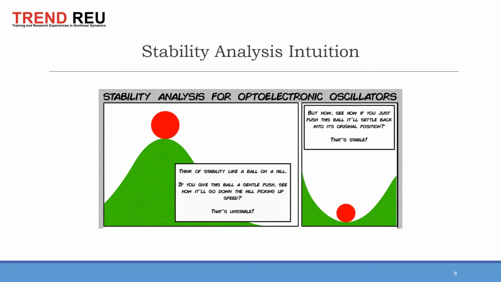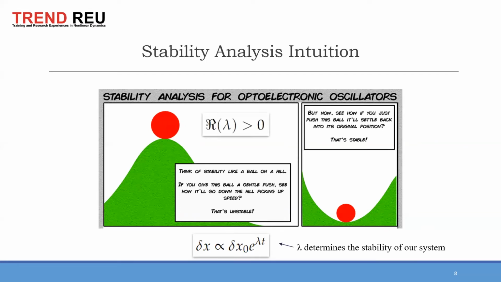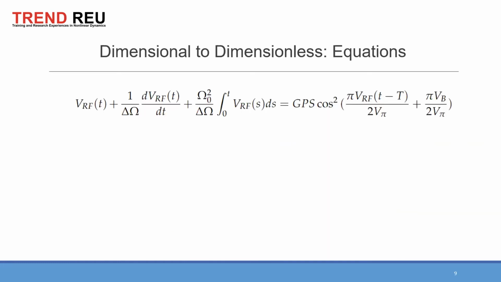That's a stable system. And so we can define this mathematically using something called perturbation analysis. We have this delta x, which is the change in response to that perturbation, and we're saying it's proportional to an initial push, delta x naught, times an exponential. In this case, lambda determines the stability of our system. If the real component of lambda is positive, then we have a system that is exponentially growing. That's unstable. If we have a real lambda part that is negative, then it's going to exponentially decay. That's stable. So we have this equation that we derived from the model.